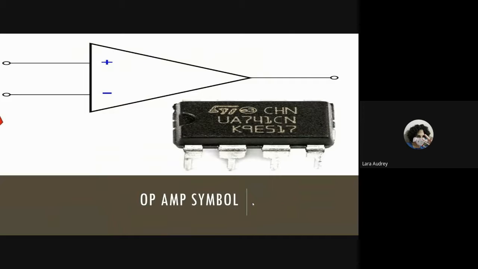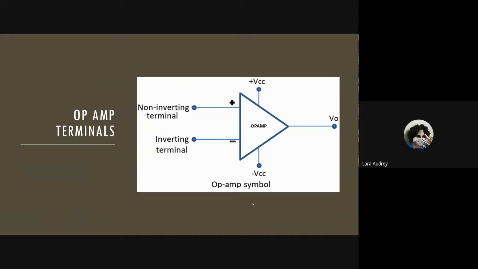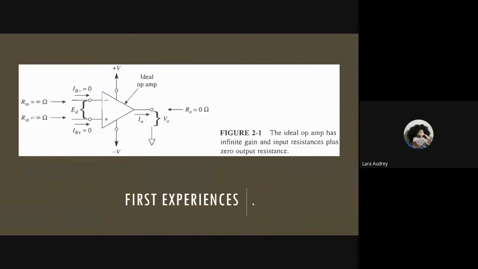The arrowhead symbol symbolizes the points of input and output and the direction of signal flow. Op-amps have five basic terminals: two for supply power, two for input signals, and one for output. The ideal op-amp has infinite gain and infinite frequency response.